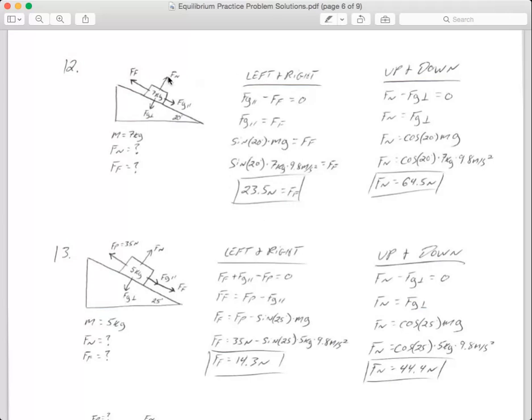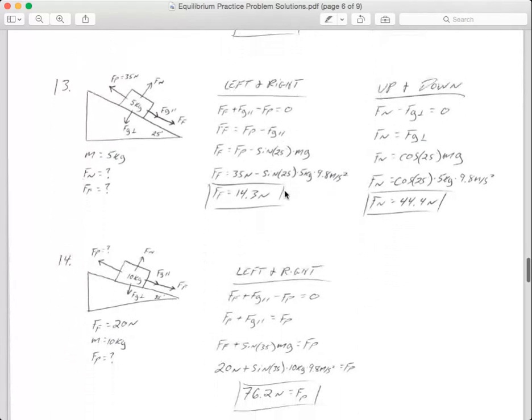Now up and down: my up arrow, normal, minus my down arrow, force of gravity perpendicular. That's where my equation comes from. So my up stuff equals my down stuff. We have an equation for gravity perpendicular, which is the cosine of 20 degrees times mg. We plug in our numbers. m is still the mass of the box, which is 7. g is still 9.8 meters per second squared. Plug into our calculator, and we get 64.5 newtons. If you do not get those answers of 23.5 newtons and 64.5 newtons, check your calculator. You're probably in radian mode.